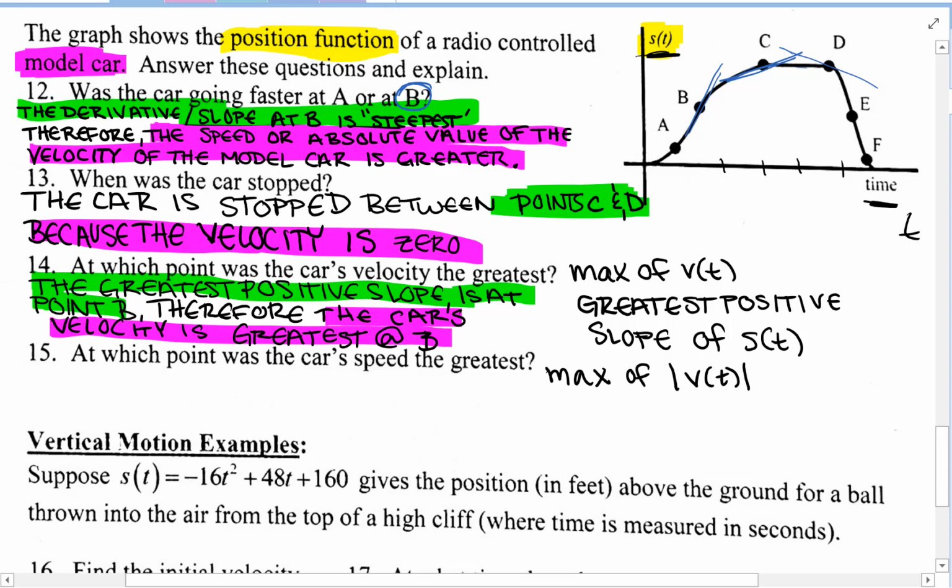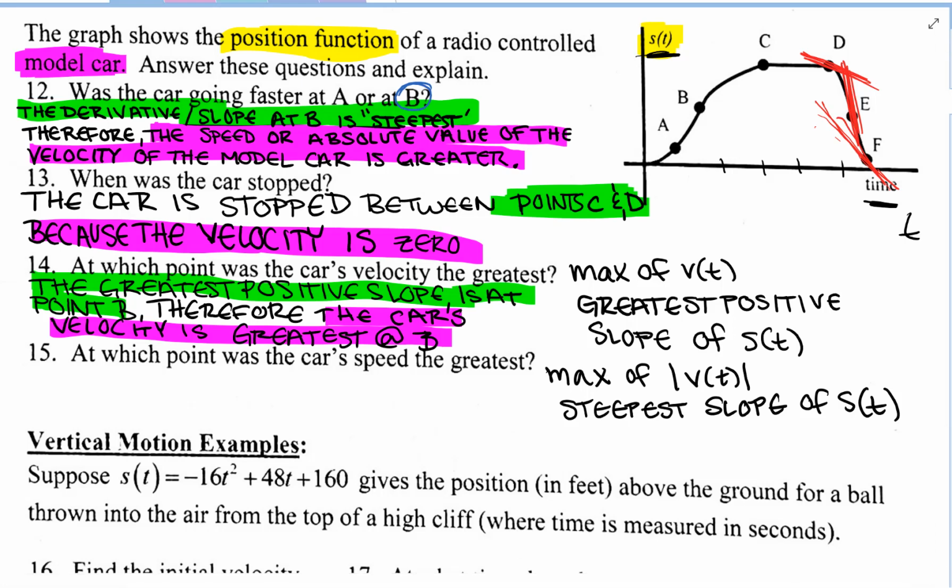How does that look graphically? That is asking for where is the slope of s of t the steepest. So not caring about it being positive or negative, looking for it being the steepest. Where is our slope the steepest? This one, not super steep. E looks to be pretty steep. F seems to be rounding back out. So it looks like E has the very steepest slope.